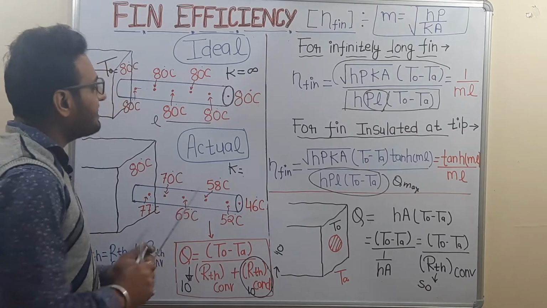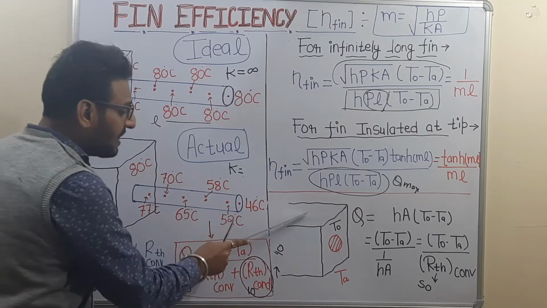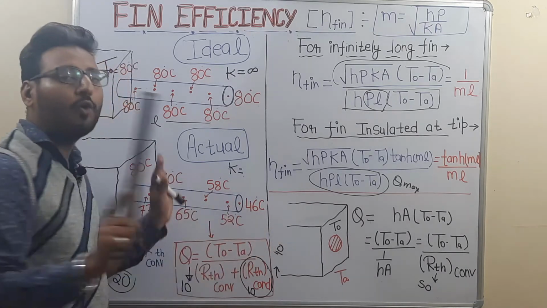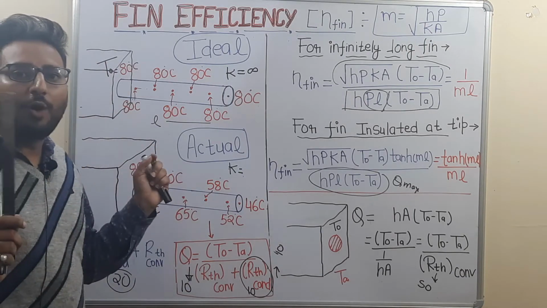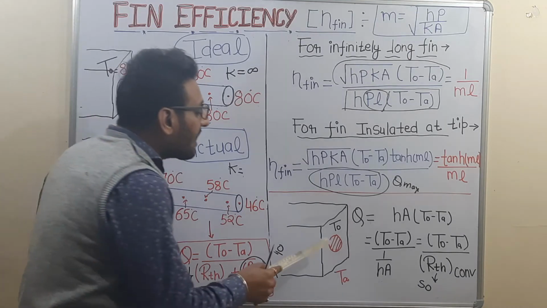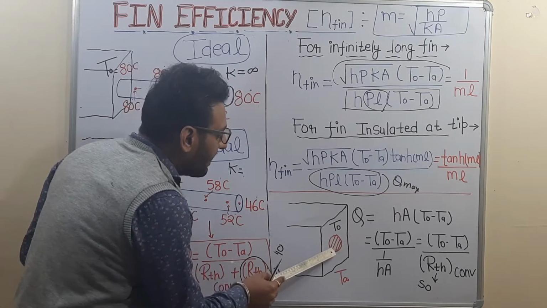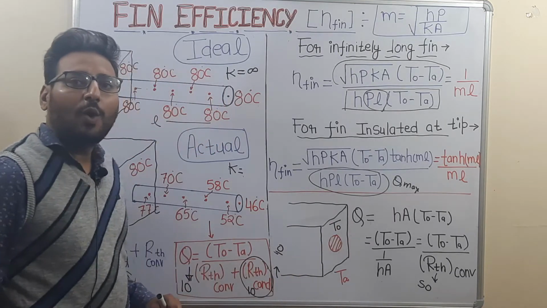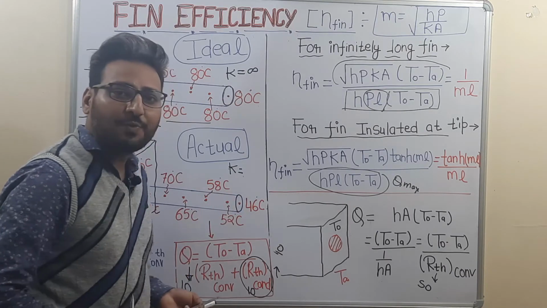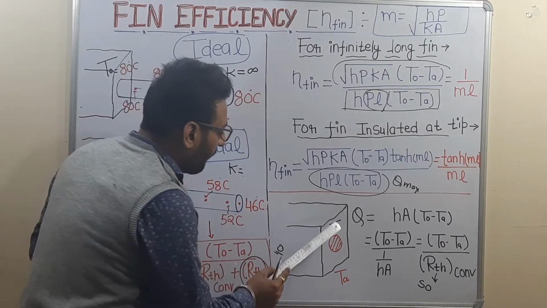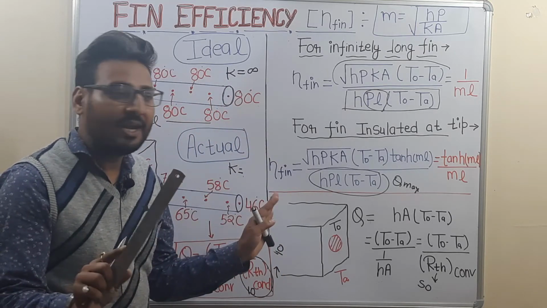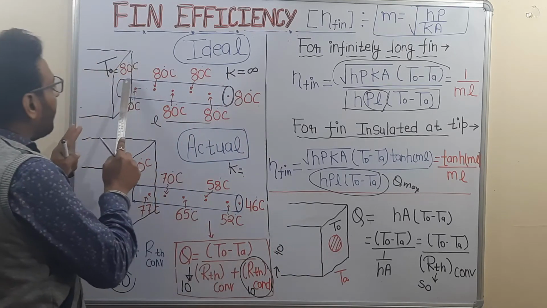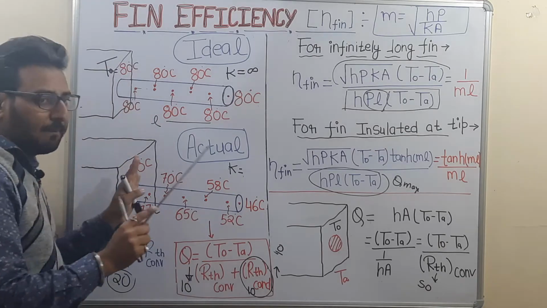Now consider these three diagrams. The first diagram is showing a wall without any fin. These two diagrams are showing a wall with fin. Now concentrate on this shaded area. Now we are going to discuss the heat transfer rate for this area when there is no application of the fin, and for this same area when the fin is applied.